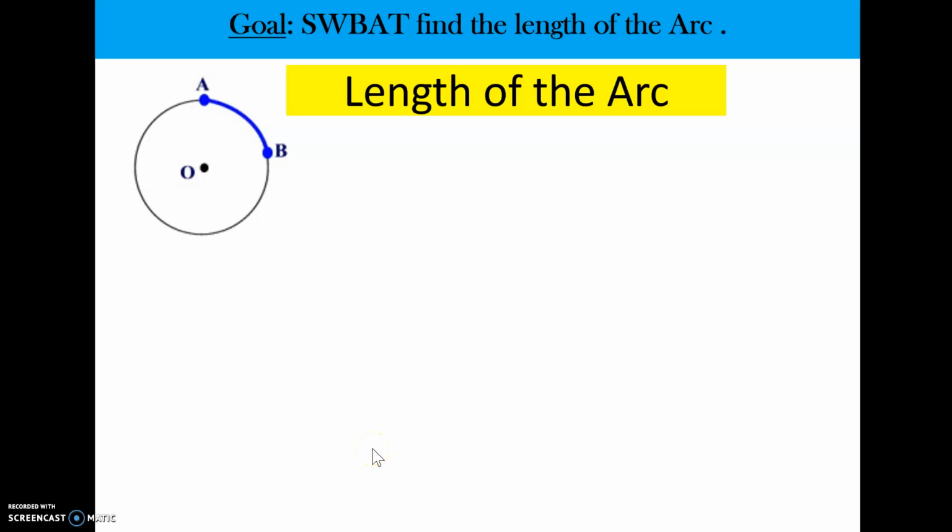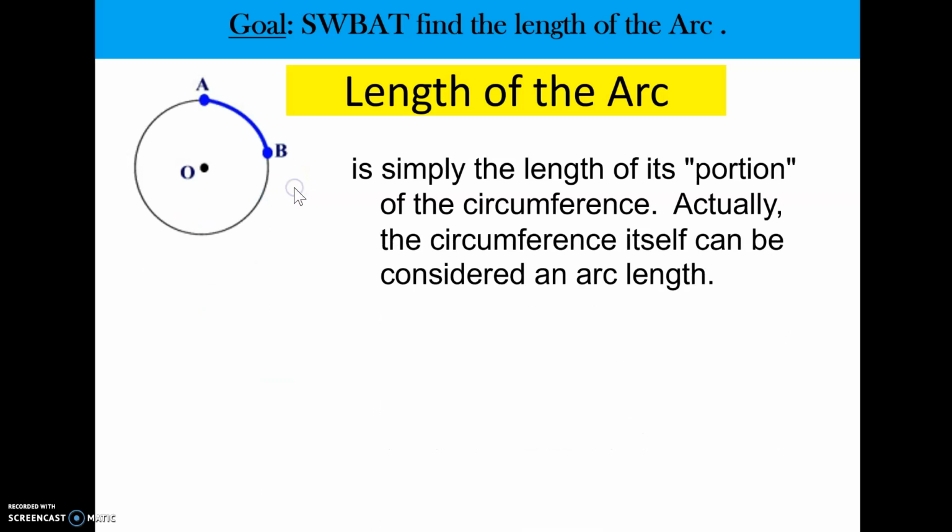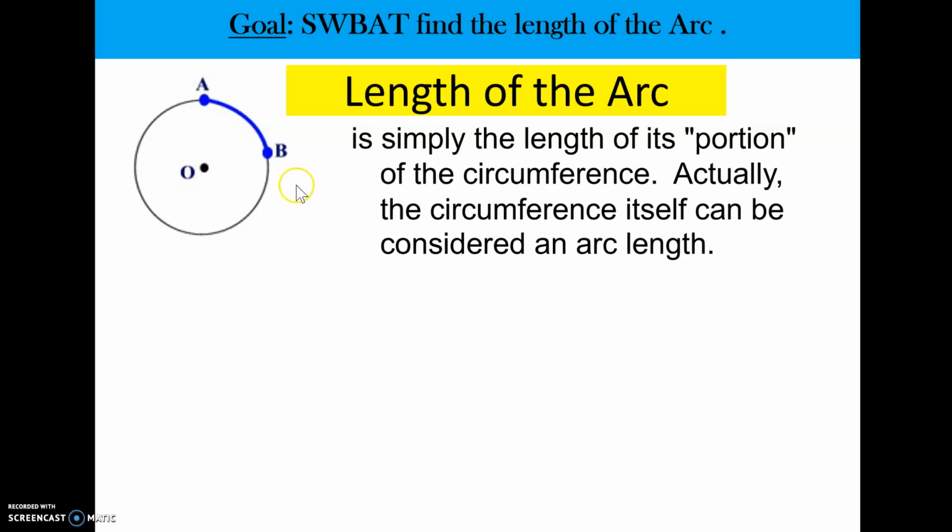So today we're going to talk about arc length. So how do we find the length of the arc? The length of the arc is basically the distance along a piece of a circle, a part of the whole circumference. Now the whole circumference of a circle can also be considered as an arc length as well. It's just the length of the whole entire circle, a full revolution.